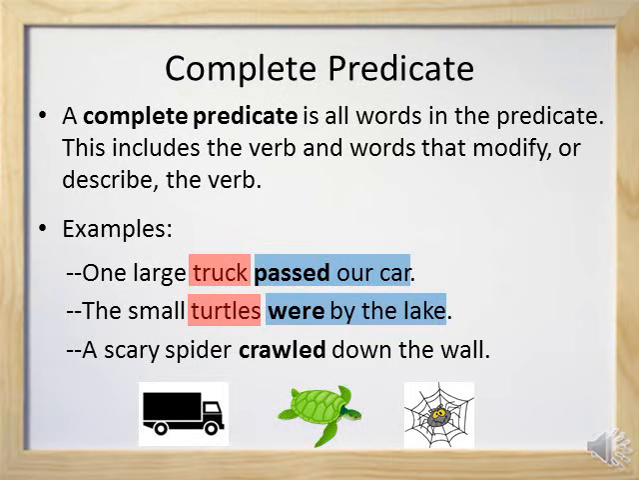And finally, a scary spider crawled down the wall. Let's identify the simple subject, spider, and then let's find the complete predicate by asking, what action did the spider do in this sentence? It crawled down the wall. The complete predicate is crawled down the wall, and if you recall, the simple predicate was just the verb crawled. Now let's practice some more examples.